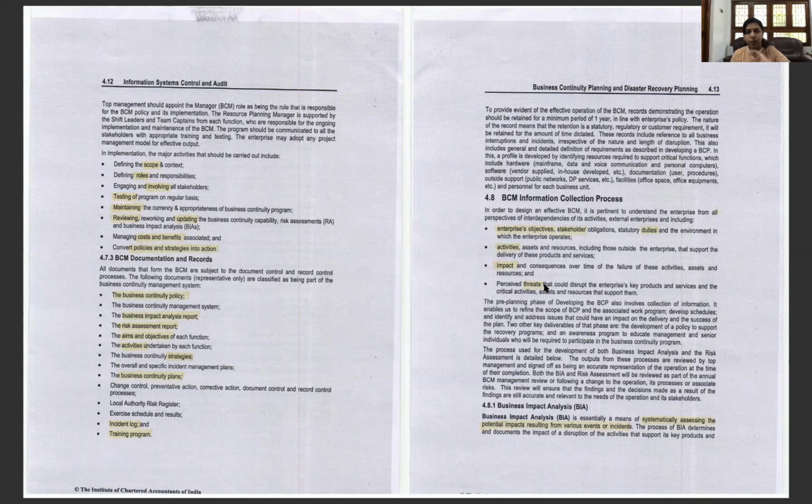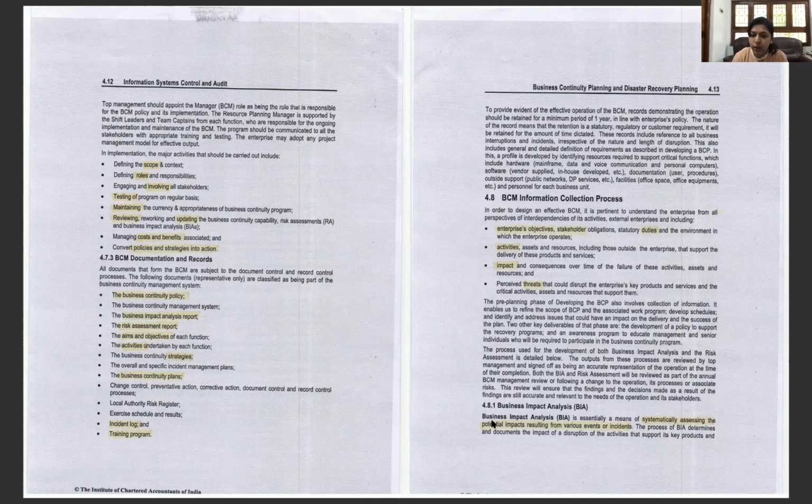It's going in some reverse order. Let us remember it in one order. So history of the enterprise. What are the activities undertaken by them? What are the impact and consequences of the activities, and what are the perceived threats?